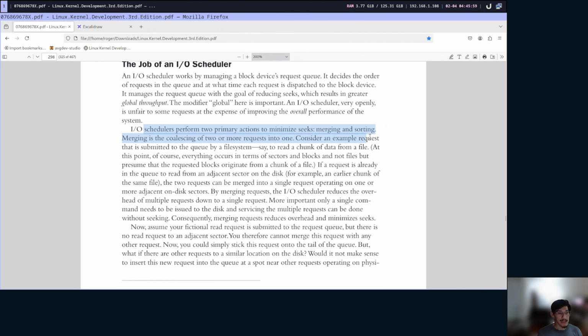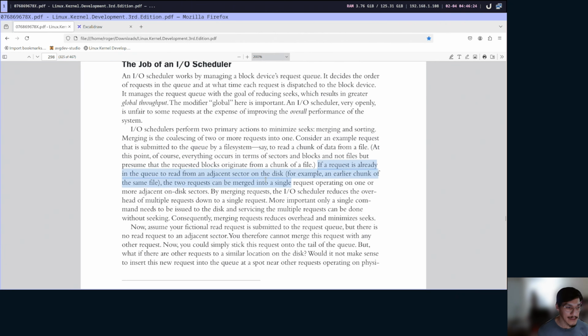First, merging and sorting. Okay, merging is the coalescing of two or more requests into one. Consider an example request that's submitted to the queue by a file system, say to read a chunk of data from a file. At this point, of course, everything occurs in terms of sectors and blocks and not files, but presume that the requested blocks originate from that chunk of a file.